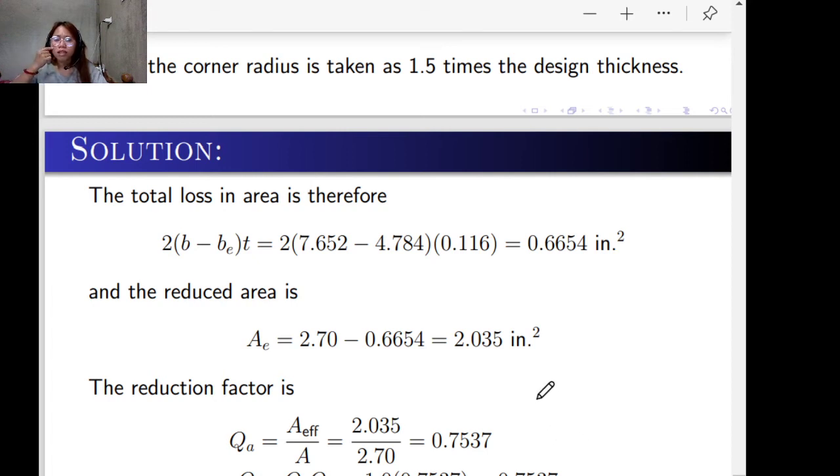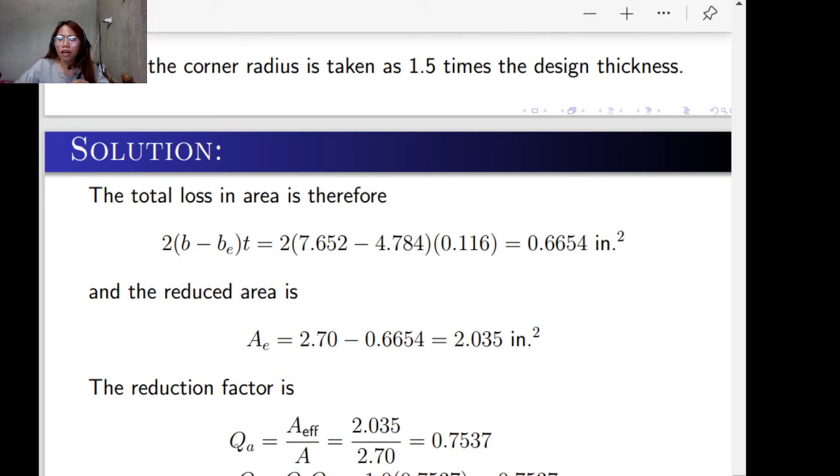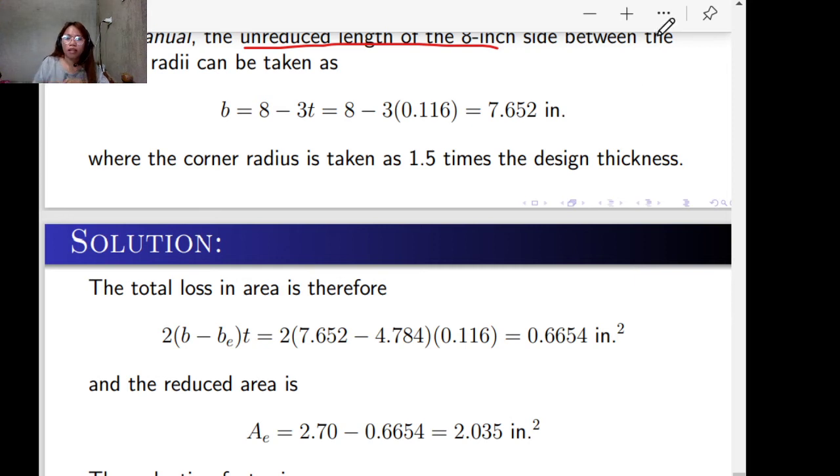Therefore, the total loss in area is, okay, we have to compute the total loss area in the height only. So we multiply by 2 for the two heights, since this is an HSS. So b, which is actually the unreduced length, so 2 times b minus the effective reduced b.